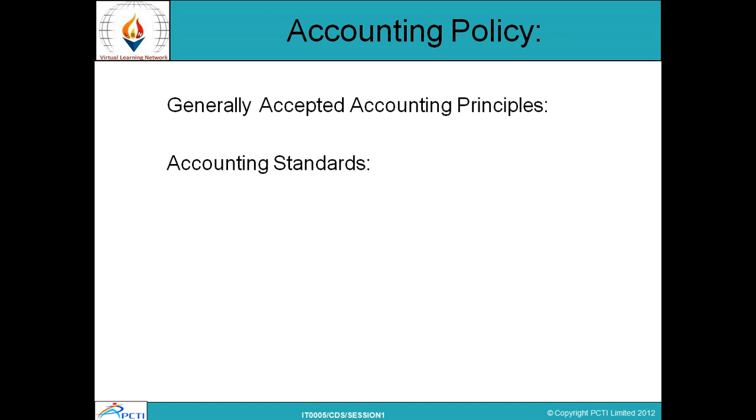Coming to accounting policy. When I say accounting policy, it refers to specific accounting principles, right? Accounting policy refers to nothing but specific accounting principles or methods of applying those principles adopted by the enterprise in preparation and presentation of financial accounts.